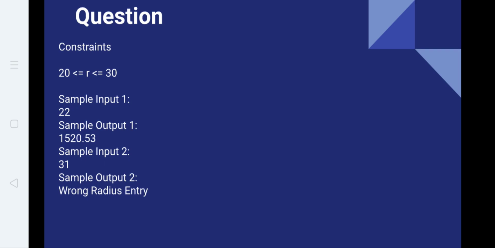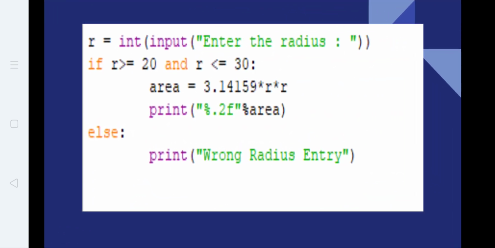Okay, let us see the Python code. R is equal to int of input of enter the radius. This is the input statement to get the radius from the screen. And we always know that Python accepts the data as a string, and that string has to be converted using the int statement. So int of input of enter the radius.